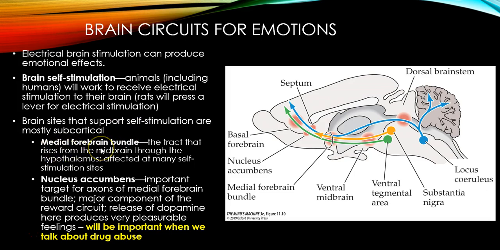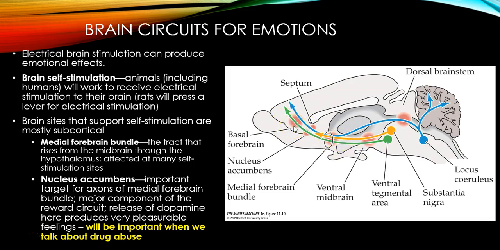This medial forebrain bundle, which we can see here, is a bundle of nerves, and again, we're subcortical, so under the cortex, in the white matter. That's the tract that rises from the midbrain through the hypothalamus and affects many different self-stimulation sites, sites that we believe lead to pleasurable emotions.